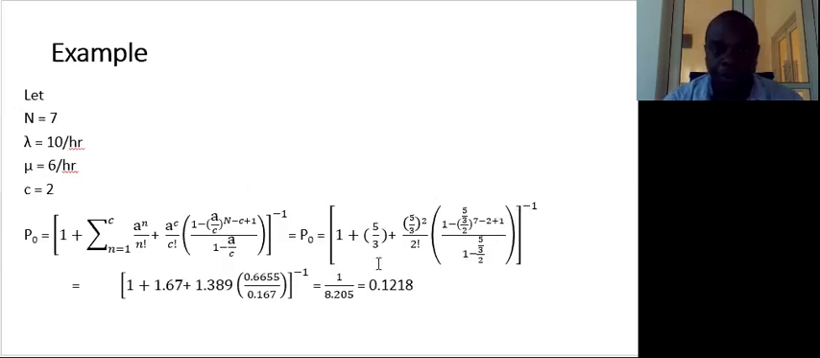When you compute this, you're going to arrive at 1 plus 1.67 plus 1.389, and all of this becomes 0.6655, and the numerator becomes 0.167. And by the time you calculate this, you're going to have 1 over 8.205, which will give us 0.1218. So this is the P naught, that's the probability of the system being idle.